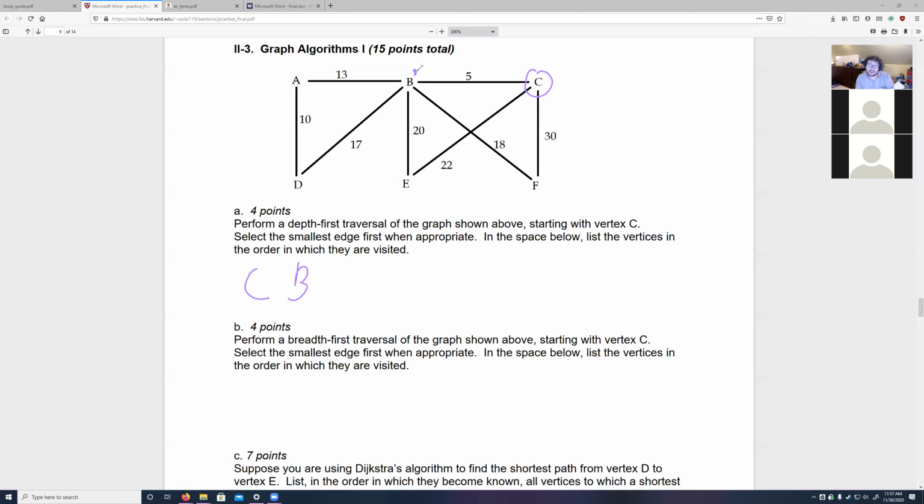So we can go ahead and do B. So we're at B. Let's look. The smallest edge is 5, but that takes us back to C, which we've already been to. 18, 20, 13, 17. So this is the smallest edge. So let's go to A next. So now we're at A. A's edges are 13 and 10, but we've been to B, so we don't want to backtrack over that edge. So let's go ahead and go to D.